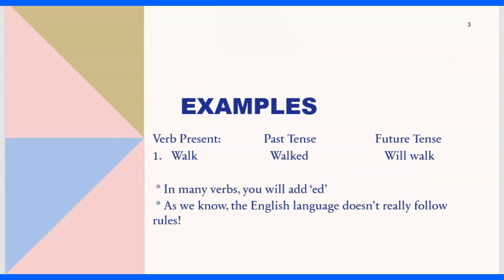So here's our example. In the present, I walk to the store. But if I talk about what I did yesterday, I would say I walked to the store. And I would add that ed. The future tense uses will or shall. And so I will walk to the store, or I shall walk to the store. We'll talk about the rules later for when you use will or shall.